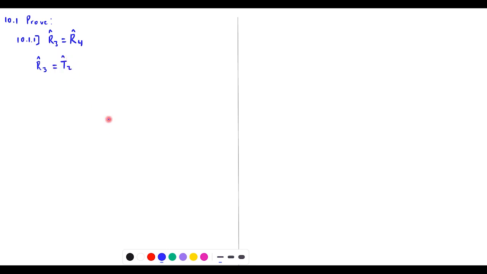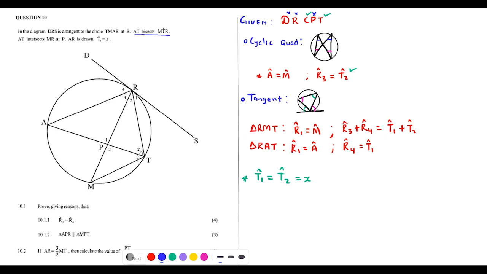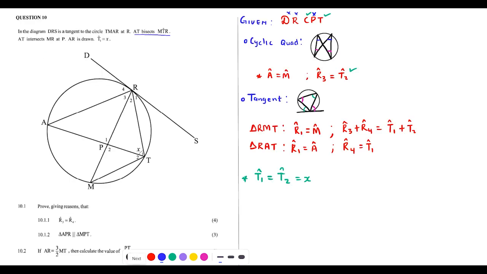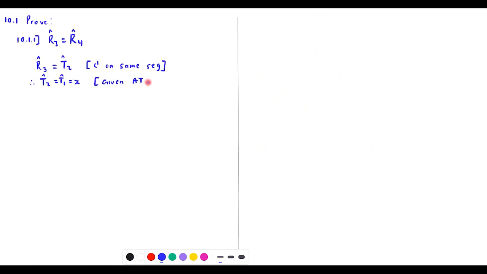Then the reason for that, if you remember, is the angle on the same segment. So I'm going to write angle on same segment, right? And then T2 is equal to T1, which means it's X, because we're given that AT bisects MTR. So this basically means now I can say R3 is X. Alright, now I know what R3 is.